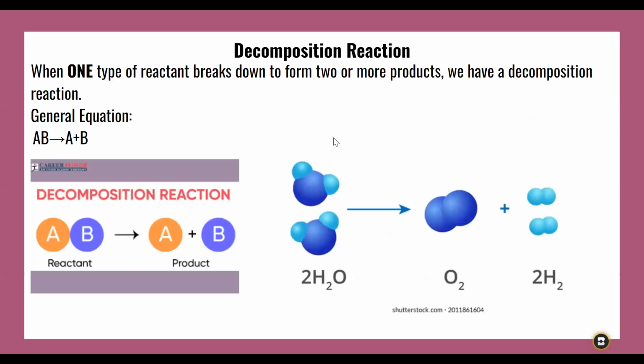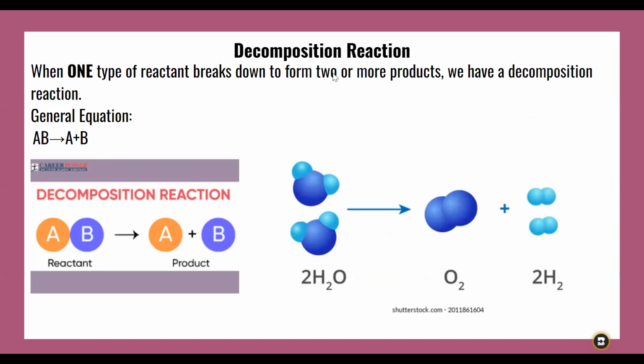Then decomposition reaction, when one type of reactant breaks down to form two or more products. You see that? You have only one reactant, you end up with two or more products. That's decomposition reaction. You start with one reactant, then you end up with two or more products.